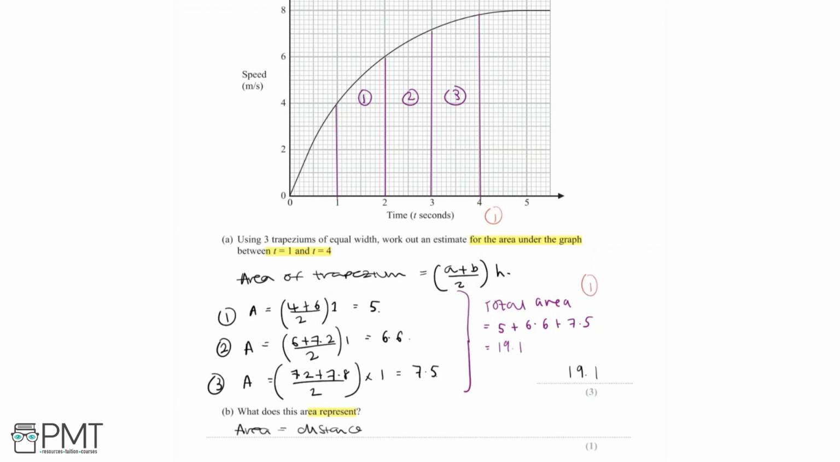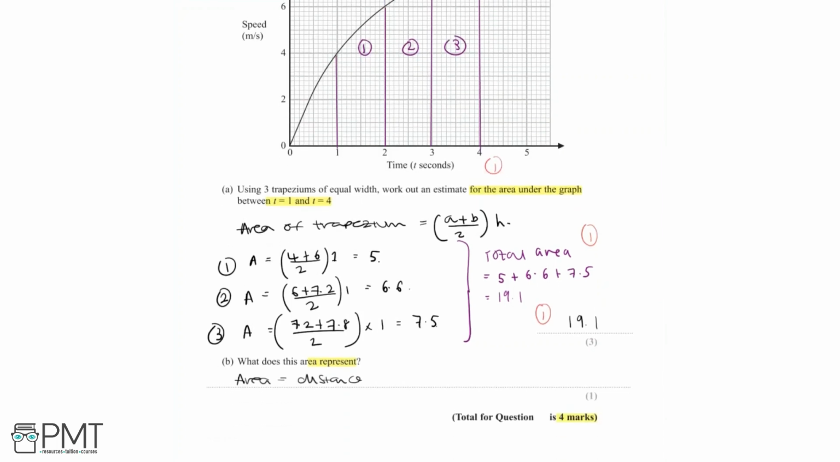And we get the third and final mark in part A for getting the correct final answer that the area under the graph is equal to 19.1. We then get the fourth and final mark in part B for correctly saying that the area under the graph represents the distance travelled by the object, allowing us to achieve the full 4 marks needed in this question.